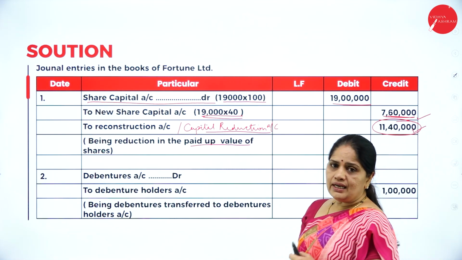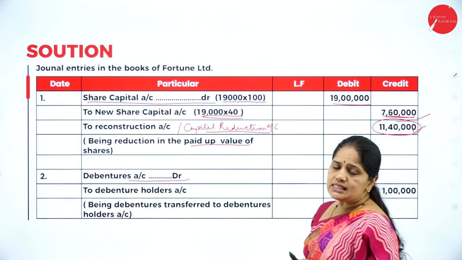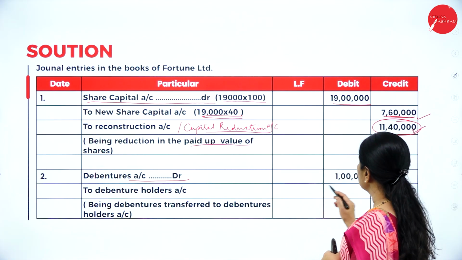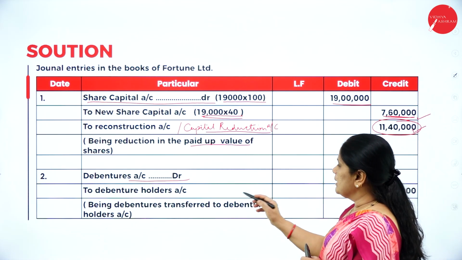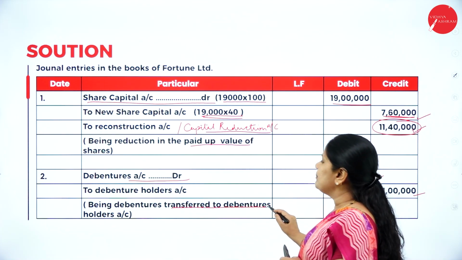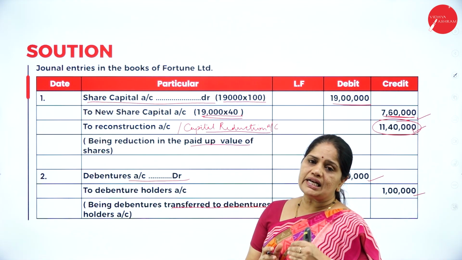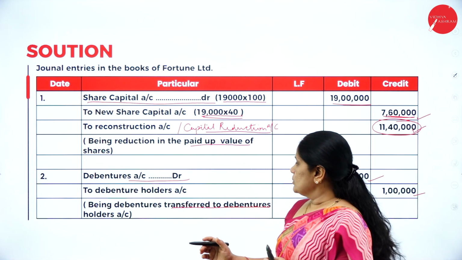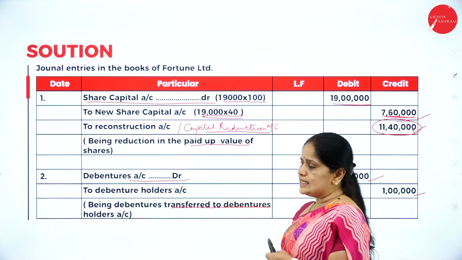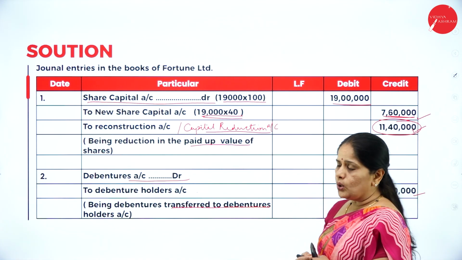Now, the next one, in the additional information, they have given us about the debentures. First we will transfer these debentures to the debenture holders account. So, debentures account debit 1 lakh to debenture holders account 1 lakh, being debentures transferred to debenture holders account. Whatever is the value of the debentures, you will transfer it to the debenture holders account. That is why I have debited the debentures account and credited the debenture holders account.